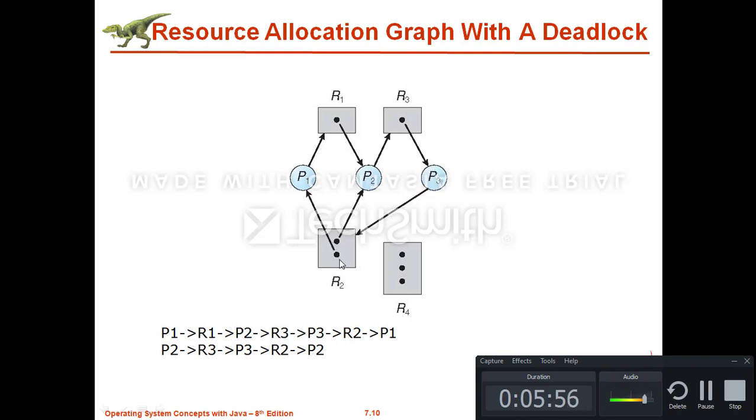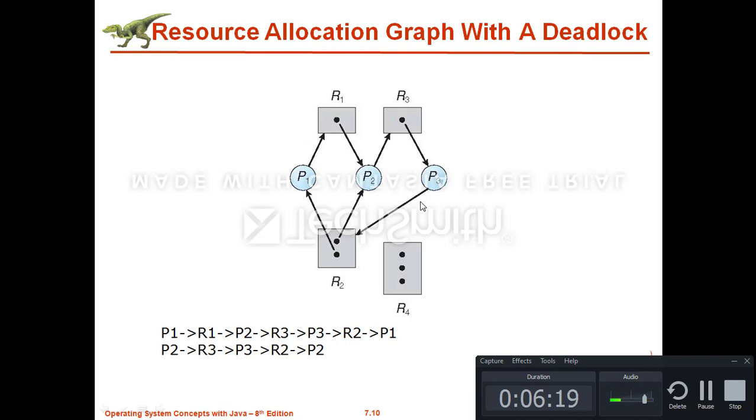Then who will come out of the waiting state? None of them, because P1 is waiting for P2 to complete, P2 is waiting for P3 to complete, P3 is waiting for the resource R2 which is held by P1 and P2. Then indirectly P3 is waiting for either P1 or P2 to complete. Nobody will come out of the waiting state. So this situation we call a deadlock.